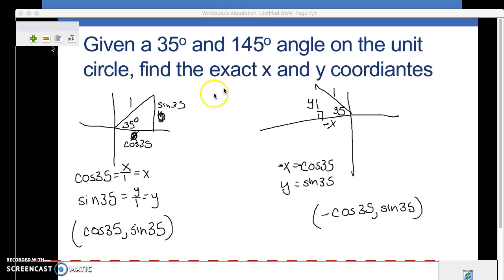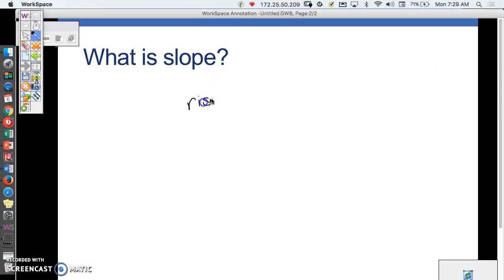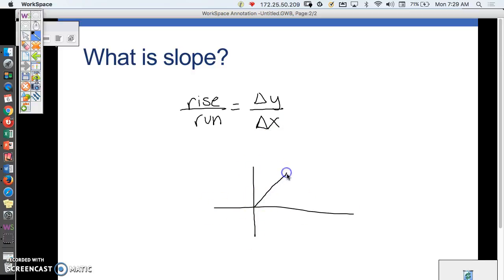So what is slope? What do you guys remember? Well, rise over run, the change in y over the change in x. So today what we're going to do is look at it as these triangles here. We've made slope triangles, and we said y over x. If we were to find those distances, y and x, it'd be y over x.